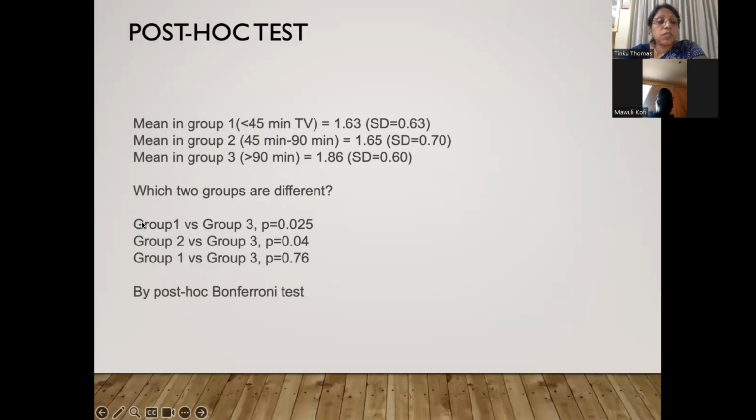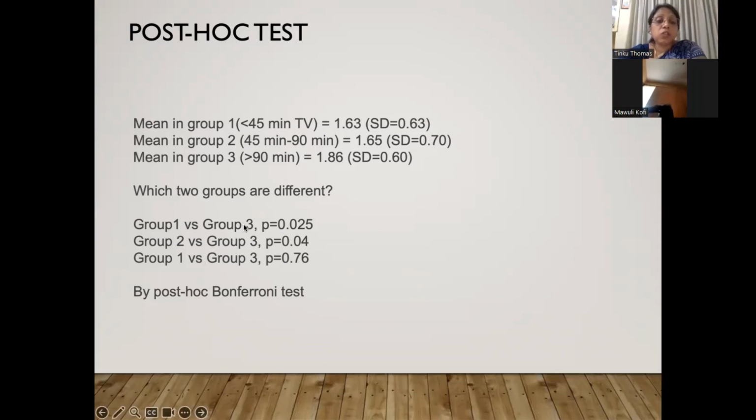So see here. Group 1 versus group 3 is significant. Group 2 versus group 3 is significant because both of these p-values are less than 0.05. But group 1 versus 2 is not significant, and you can obviously see that there's hardly any difference in the means between the two groups. So our overall test is telling us there is a difference between the three groups, and our post hoc test is clearly showing us which of the pairs of comparisons are different.